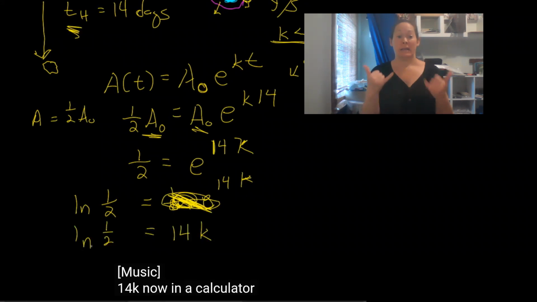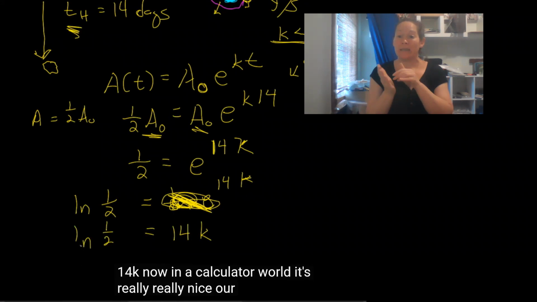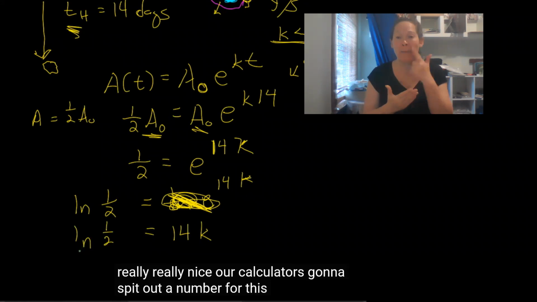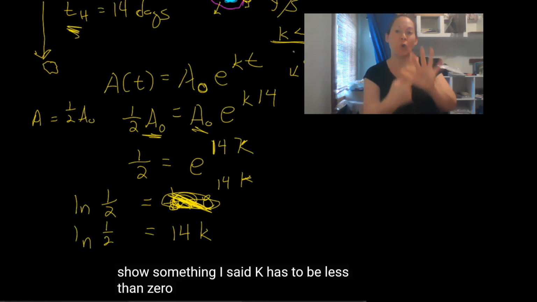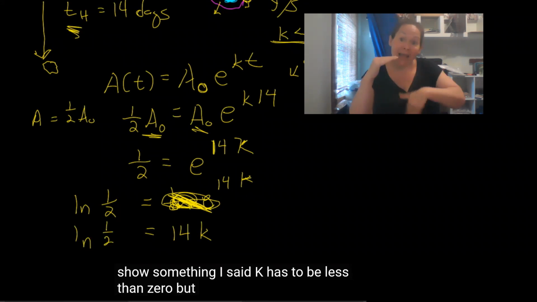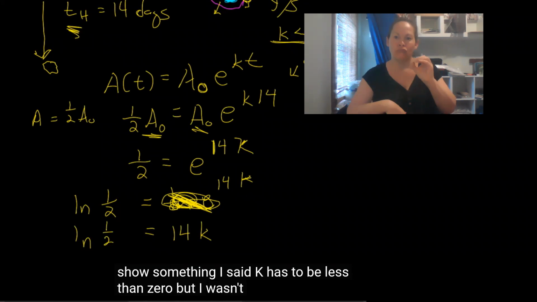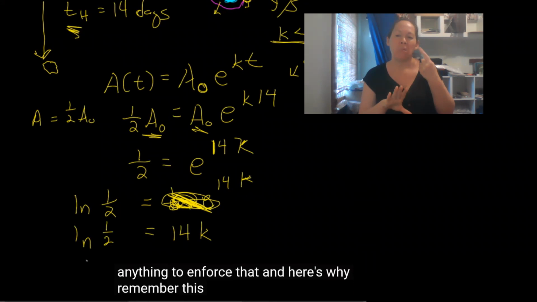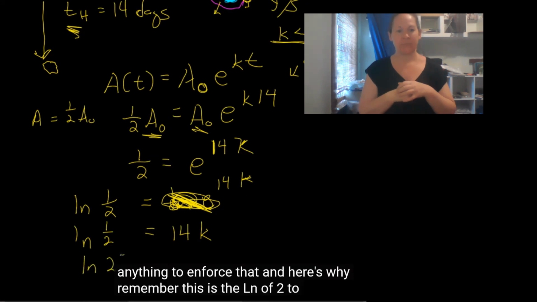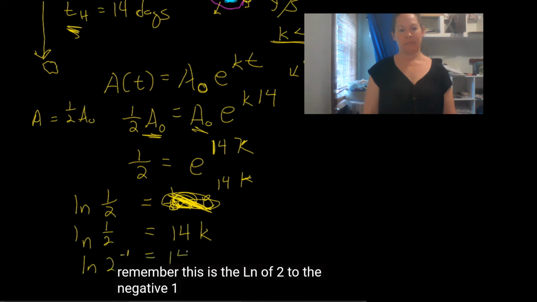Now, in a calculator world, it's really, really nice. Our calculator is going to spit out a number for this. But I want to show something. I said k has to be less than 0, but I wasn't going to do anything to enforce that. And here's why. Remember, this is the ln of 2 to the negative 1.